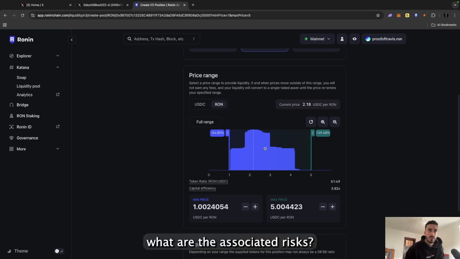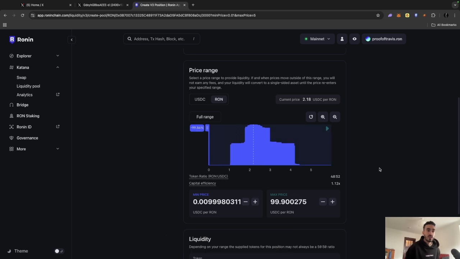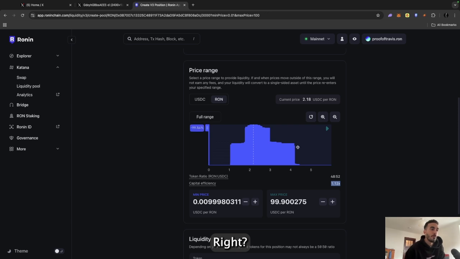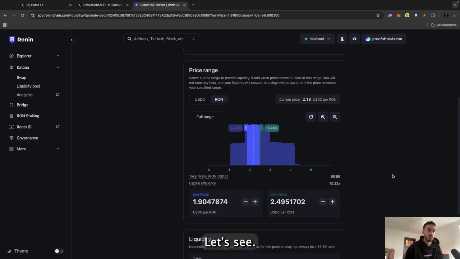Now, what are the associated risks? What are the associated problems with this? It can't just all be fine and dandy, right? I mean, for the most part, it's positive. Even if you do an extreme range of like 1 cent to $100, it will still be slightly more capital efficient than full infinities, right? However, if you keep a very, very tight range, you're going to have really, really good capital efficiency. Let's see how tight: 15x capital efficiency.